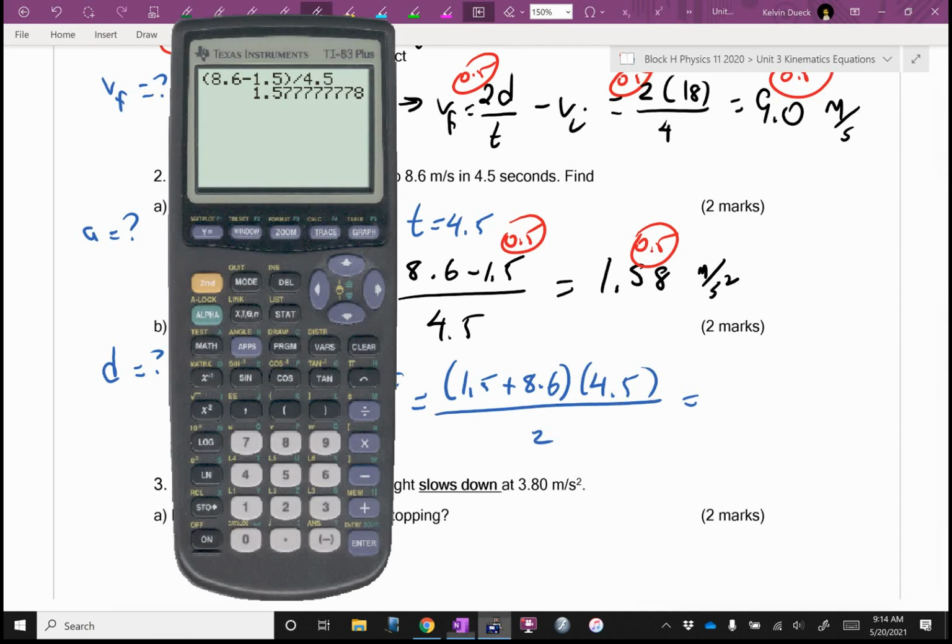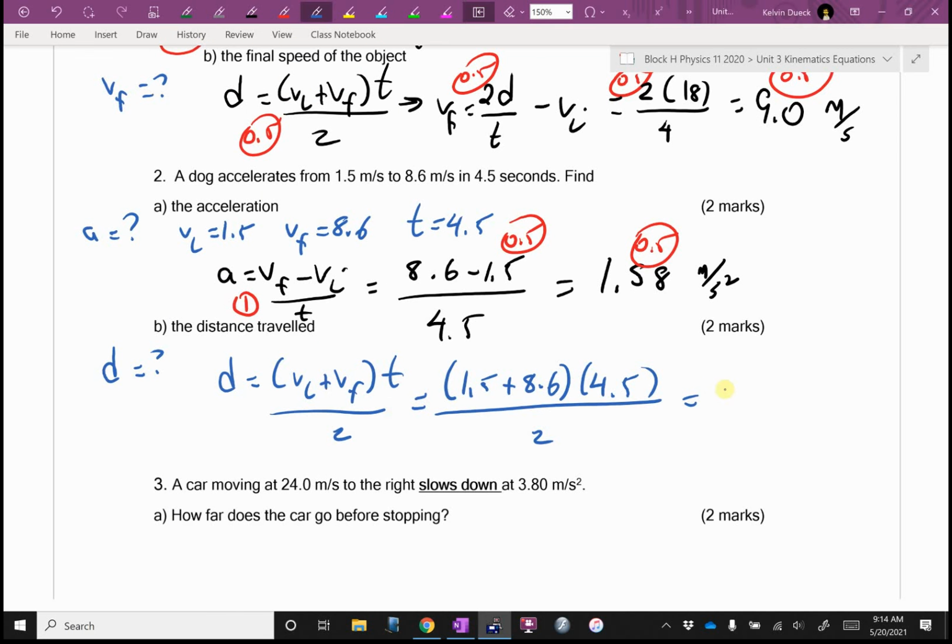Now that's how I handwrite it. How do I type it? Is this a fraction? Yep. More than one thing on the top. I would open up a bracket, and then there's a second bracket, this mini bracket of 1.5 plus 8.6. Close off the mini bracket times 4.5. Close off the top. Divided by 2, I don't need brackets around the bottom because there's only one thing there. Do you get 22.725? And again, if you wrote 22.7, I'm not taking marks off, but my habit is 3 sig figs. Units, meters.